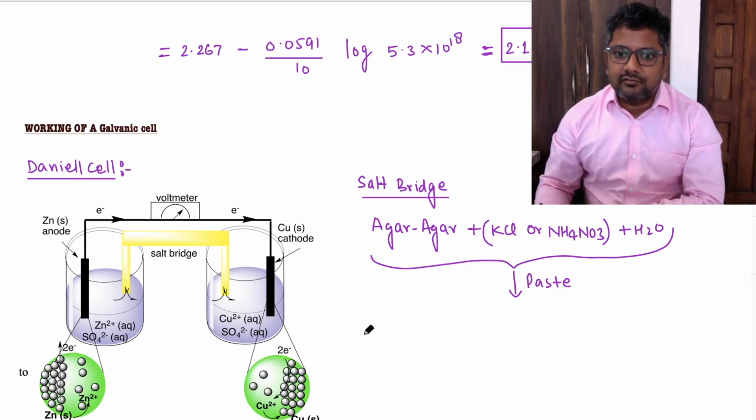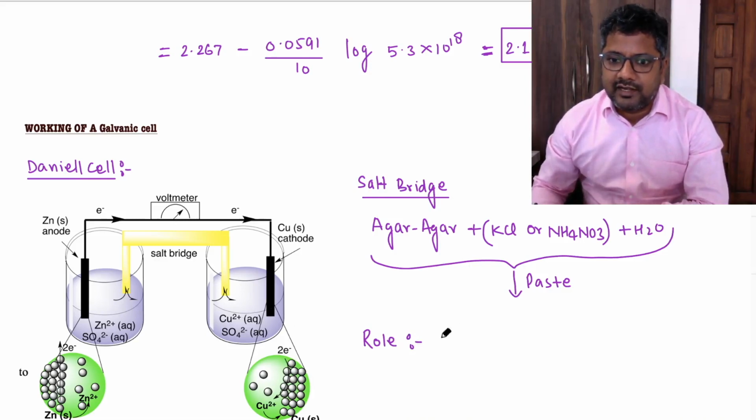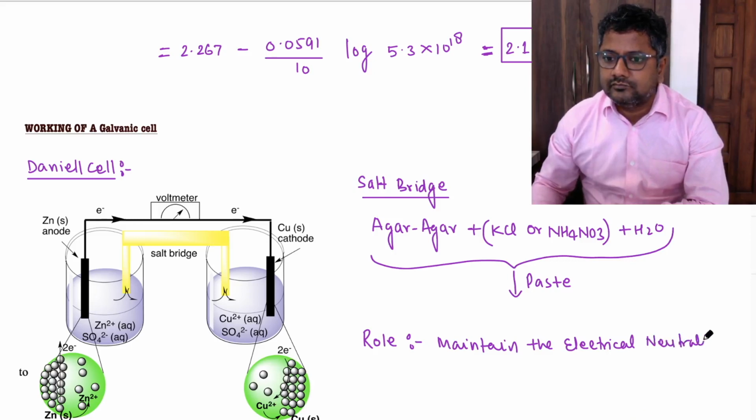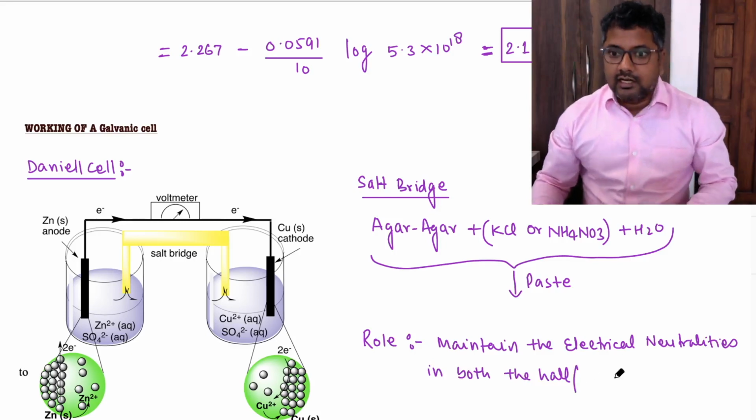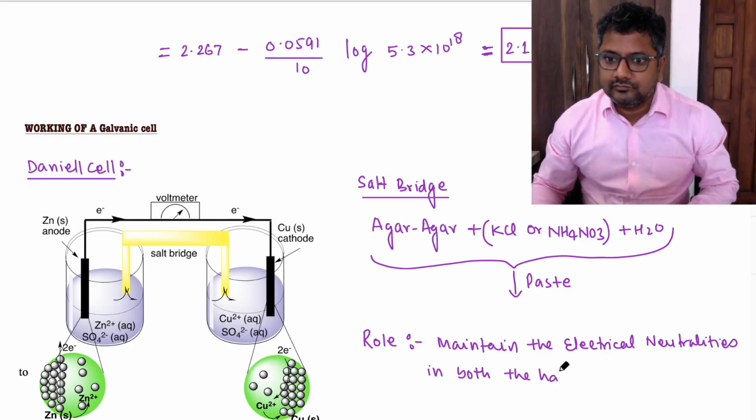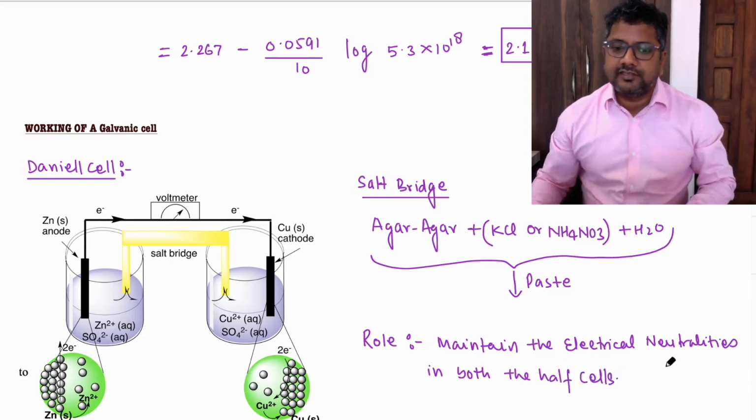What is the role of this salt bridge? The role of the salt bridge: it maintains the electrical neutrality in both the half cells, right?